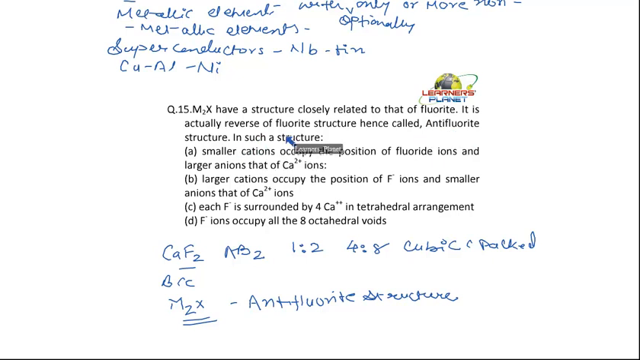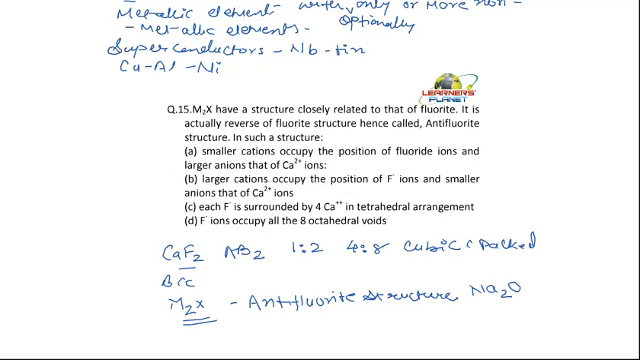In such a structure, what happens now? Say for example, it is Na2O. We have got the alkali oxides, Na2O or potassium oxide or rubidium oxide. Smaller cations occupy the position of fluoride ions and larger anions occupy the position of calcium ions.